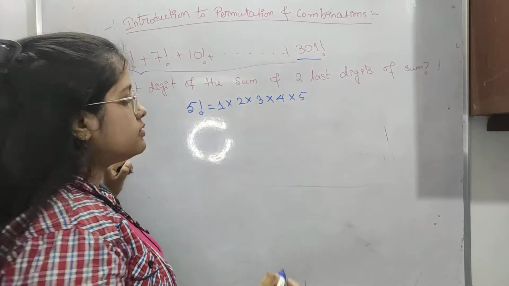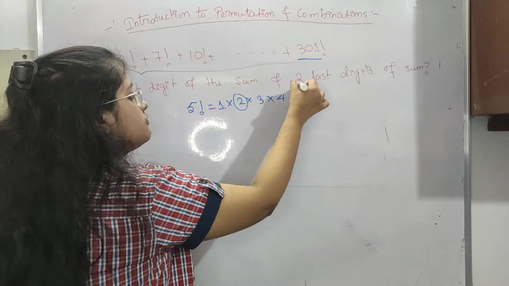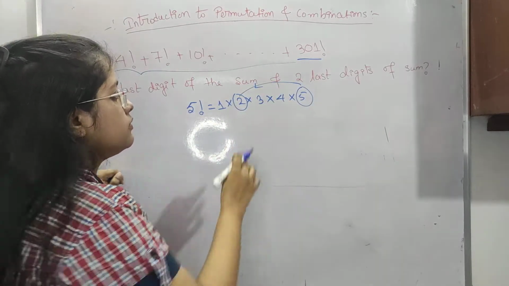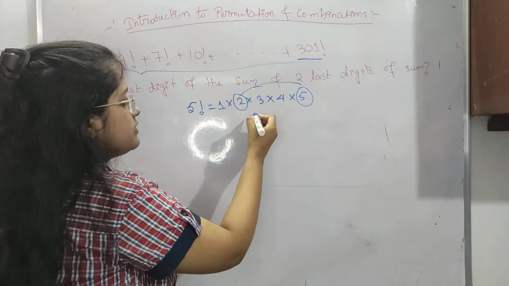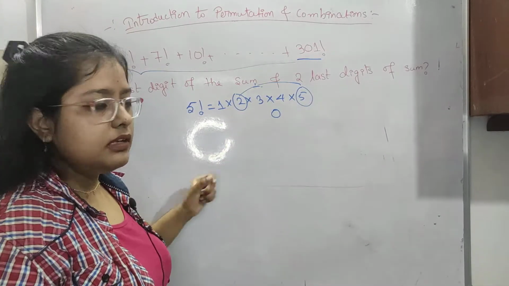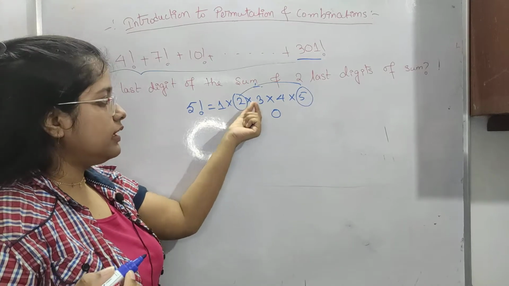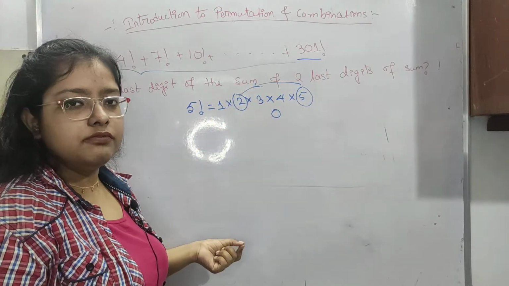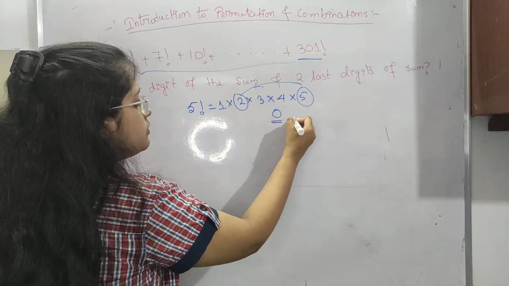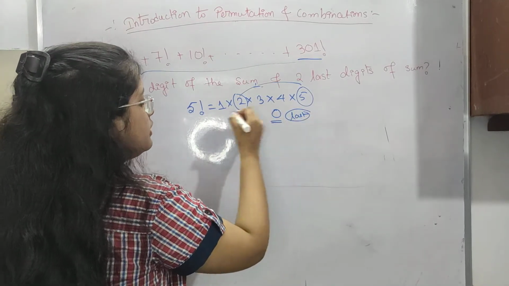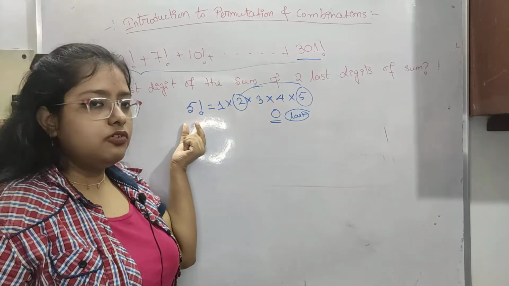If you look closely, this 2 and this 5, if you multiply, will always give you a 10 at the end. Into 10 in everything means it will be 0 at the end. So the last digit will be 0 if we take this from 5 factorial onwards.